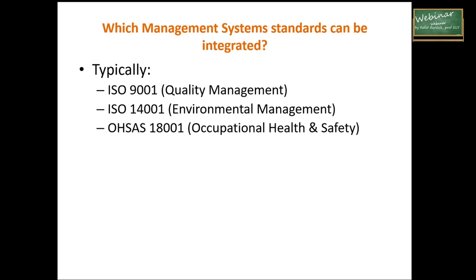But there are a few others also. For example, ISO 27000, which is information security. Especially right now, information security has become extremely important, and we should consider this system to be integrated with our system. When we are talking about the software industry, or any teleinformatics industry, the information security system would probably be the first subsystem to be integrated.